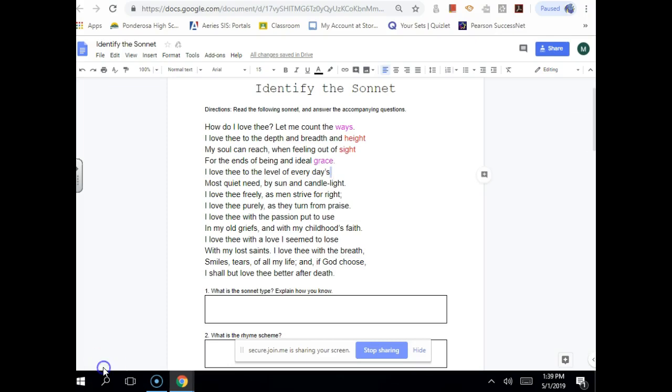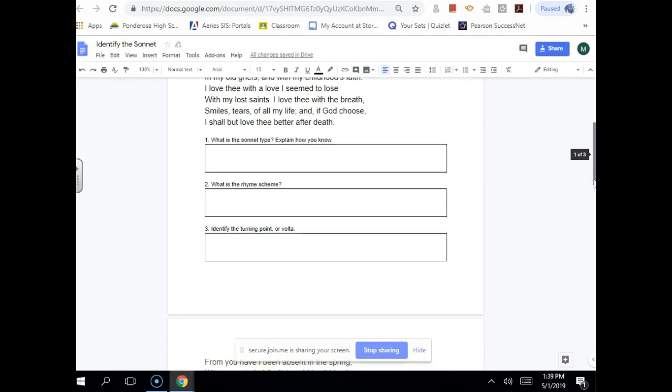Italian. All right, what is the rhyme scheme? The rhyme scheme should be something like A, B, B, B, something like that, okay? I don't need you to explain what it means. I just need the letters. And identify the turning point or the volta. What I want you to do is tell me what line you see the change, the adjustment to either the conclusion or the final thought on the topic presented.